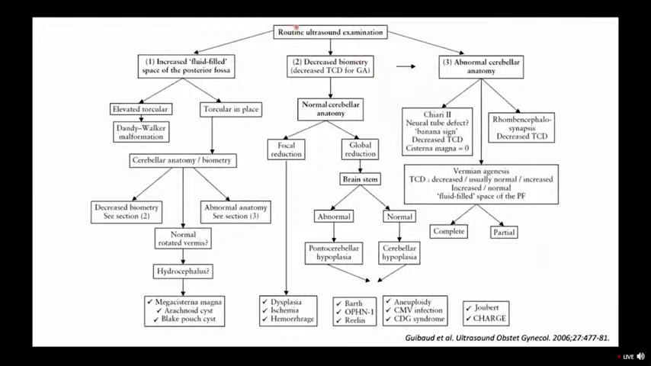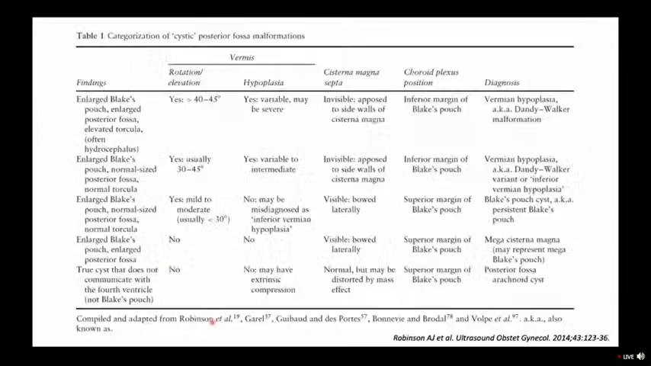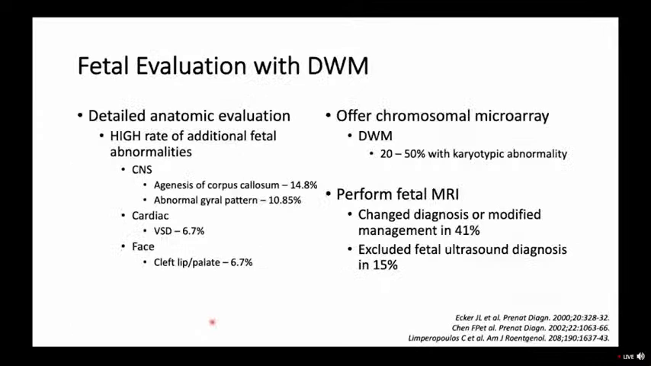We start with routine ultrasound exams, and we have all these different differential diagnoses. How do we go about making this diagnosis? Sorry, these are busy slides. We need to do a detailed ultrasound on these because if we think it is really that classic Dandy-Walker, there's going to be a lot of other abnormalities present: heart defects, cleft lip, cleft palate, problems in the brain, and a high rate of chromosome abnormalities if it's a true classic Dandy-Walker.